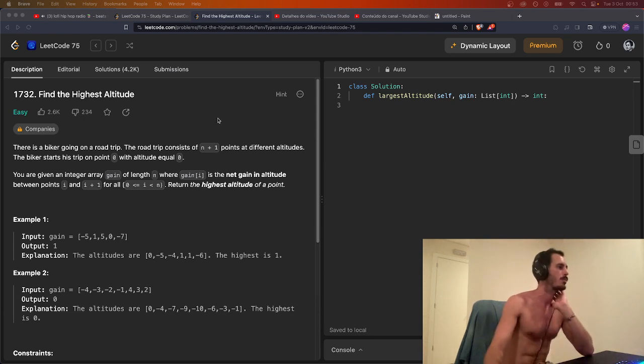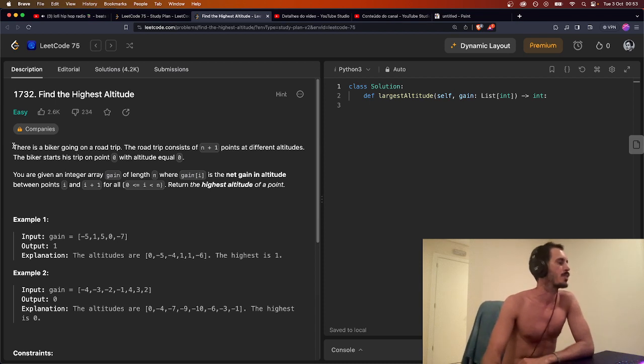And now we're solving problem 1732, find the highest altitude. So what's the story? There is a biker going on a road trip. The road trip consists of n+1 points at different altitudes. The biker starts his trip at point 0 with altitude equals 0. You're given an integer array gain of length n, where gain[i] is the net gain in altitude between points i and i+1. Return the highest altitude of a point.